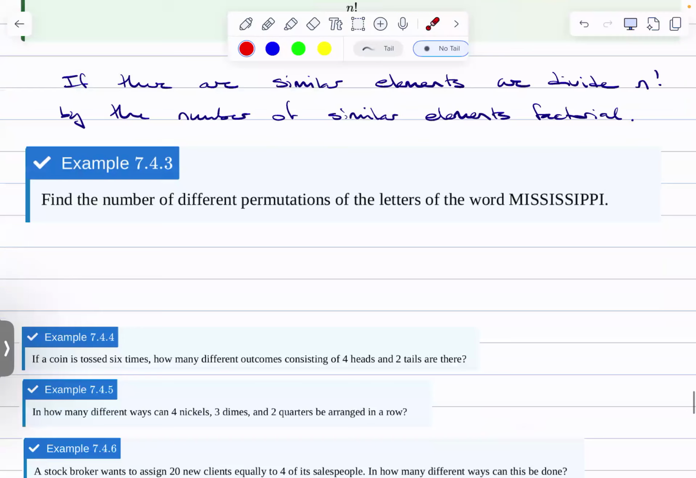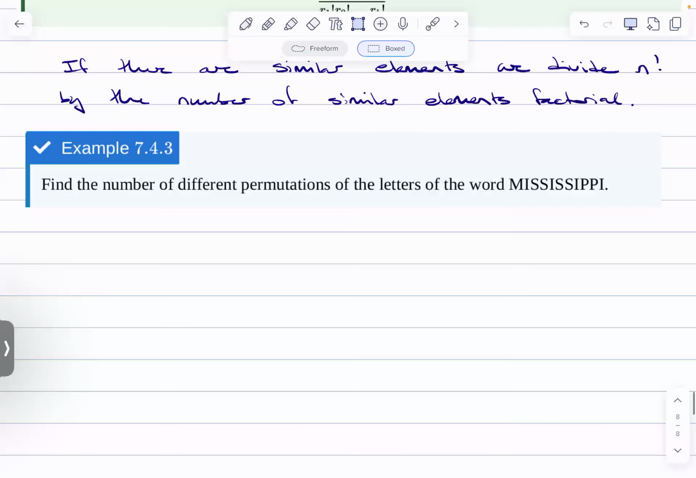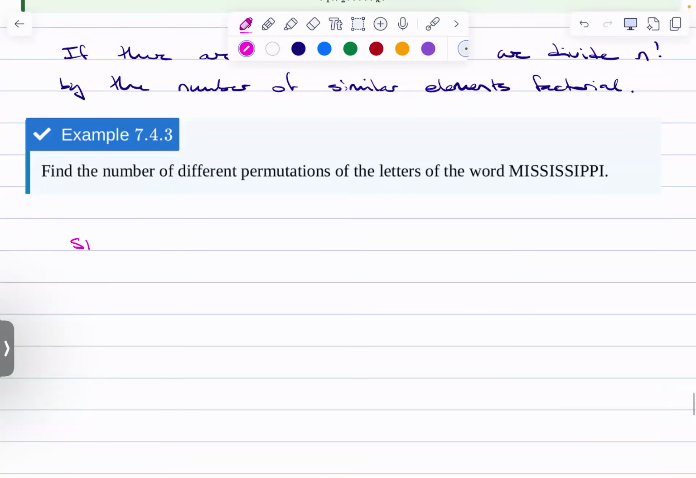So what we're going to do is first, I'll move these down. First, count how many letters total. So here, step one, n factorial, or n, is the total number of letters. So in this case, we have, let's see here, 1, 2, 3, 4, 5, 6, 7, 8, 9, 10, 11 letters.